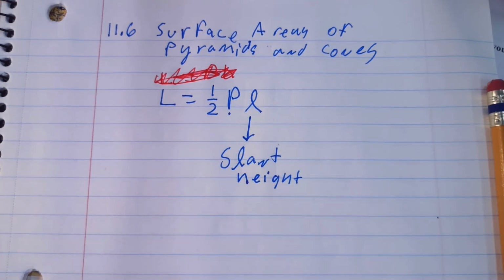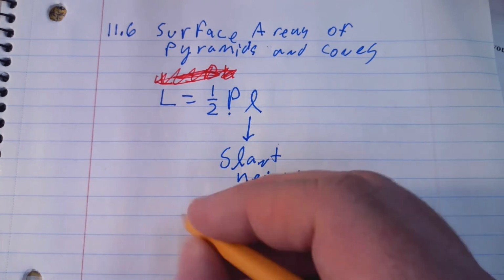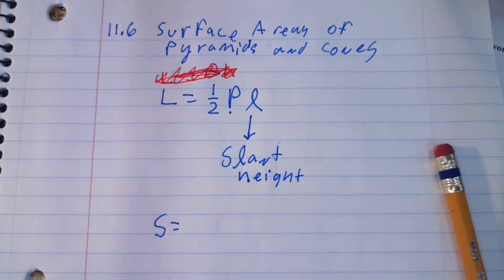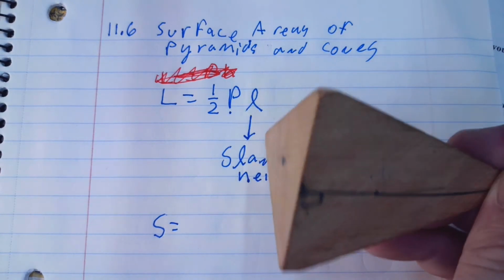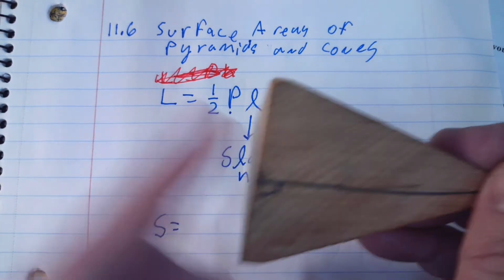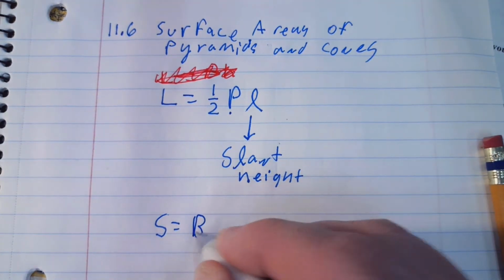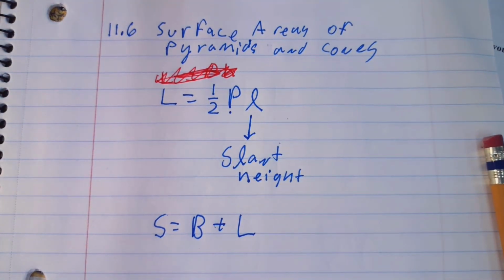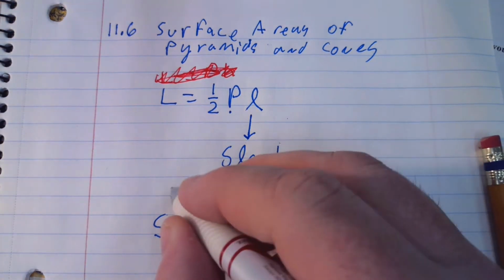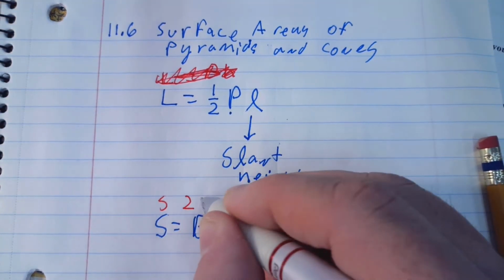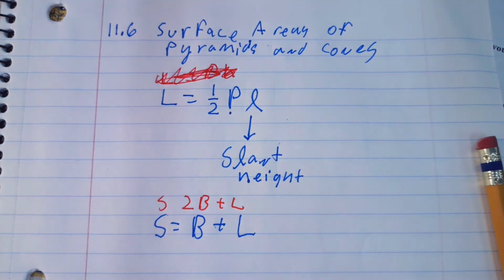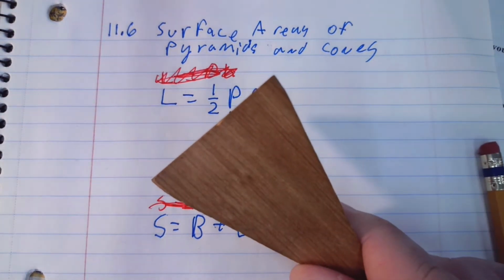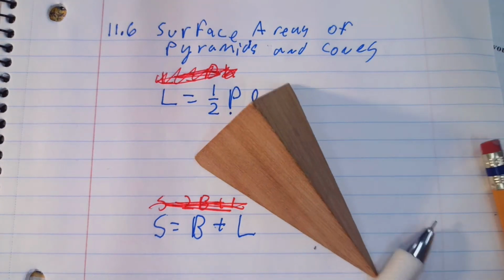So that's lateral area. Surface area, you should be able to figure out. How many bases do we have on a cone or a pyramid? I have one base, right? So it is the area of the base plus L. On a prism, it was what? 2 bases plus L, right? So it should make sense that this is just one base plus L because there's only one base on a cone or a pyramid.